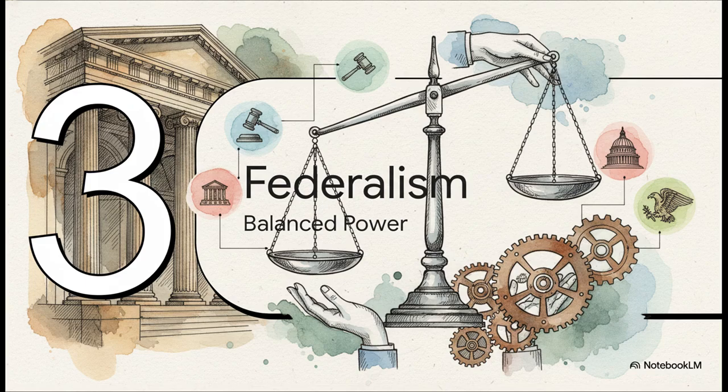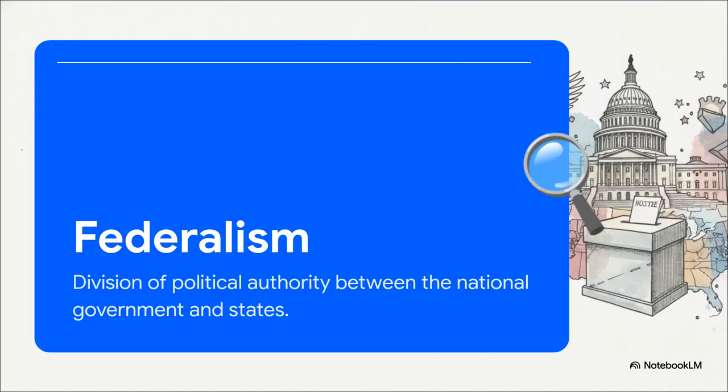Part 3, federalism and balanced power. Time to look at the blueprint's safety mechanisms. So the power is divided horizontally across branches, right? But they also needed ingenious safety valves to ensure no single entity could ever gain total control. Enter federalism, sharing power vertically.